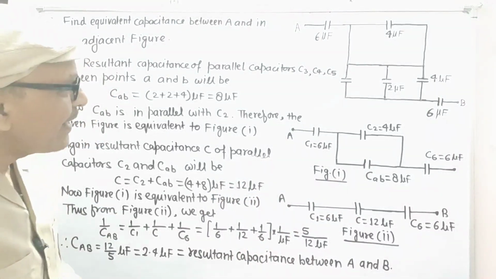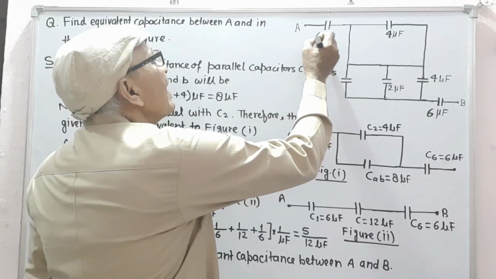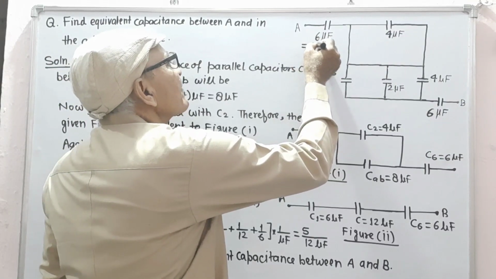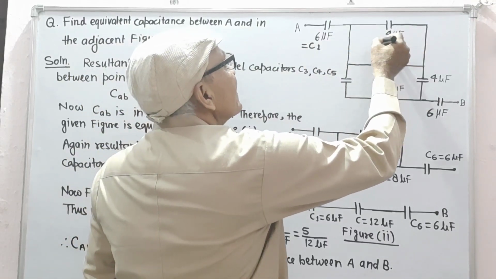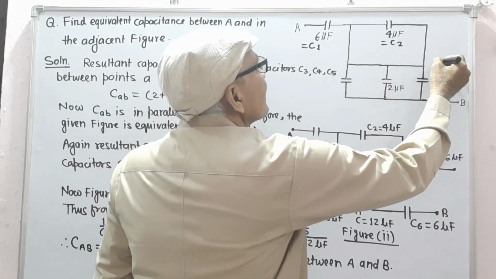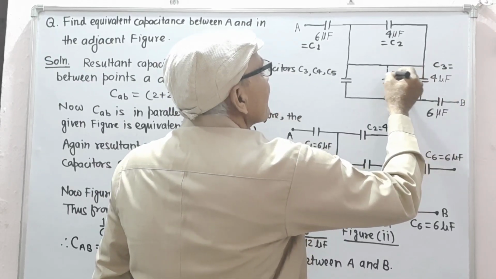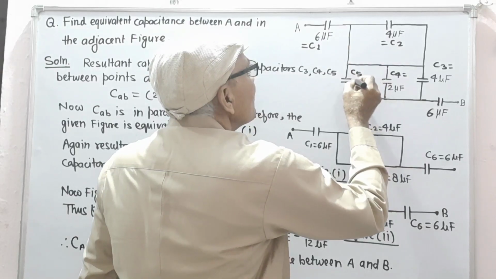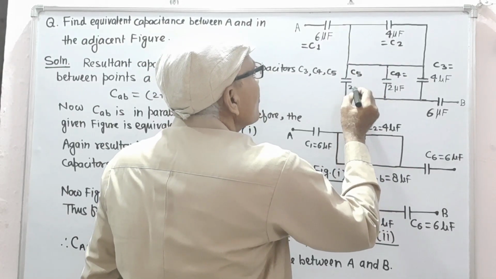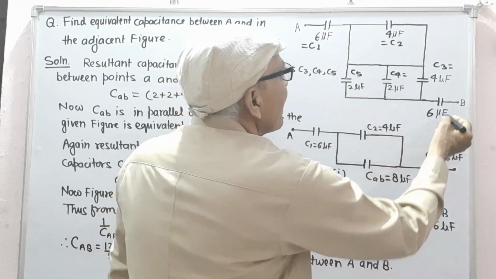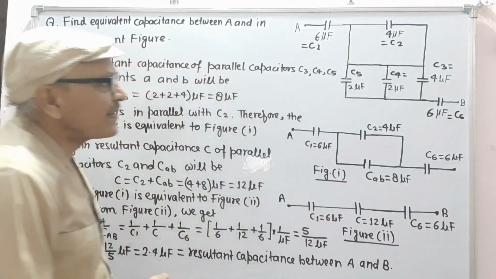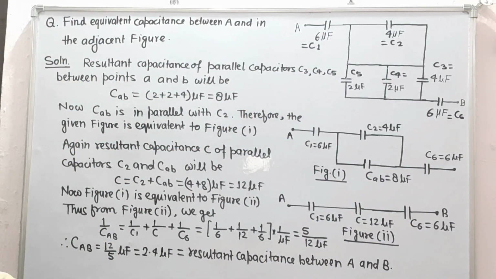For convenience, let us give symbols to these capacitors. Suppose this is C1, this is C2, this is C3, this is C4, this is C5, which is also given to be 2 microfarad, and this is C6. We have to find the resultant capacitance between points A and B.